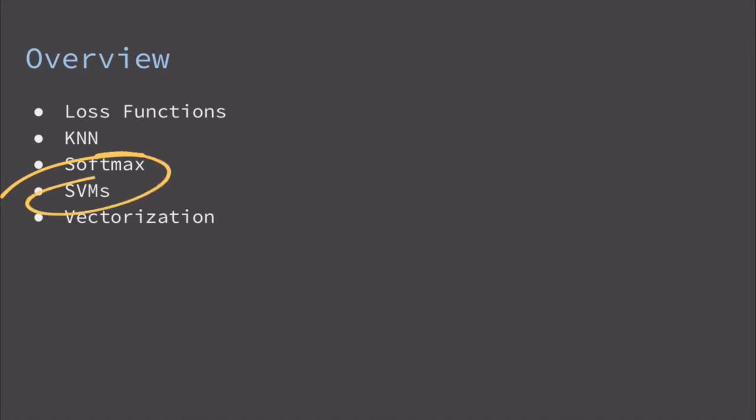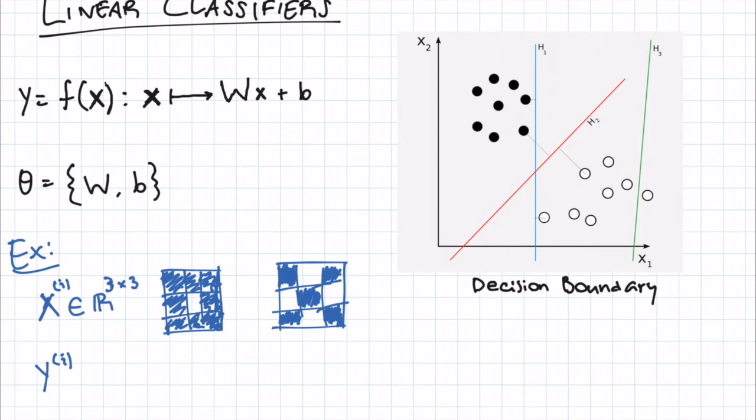Next we have Softmax and SVMs. But first, let's recall the basics of linear classifiers. Recall for linear classifiers that we want to find some W and b, which maps from the input data to scores for each class, such that the value with the highest score is in the index of the correct class.